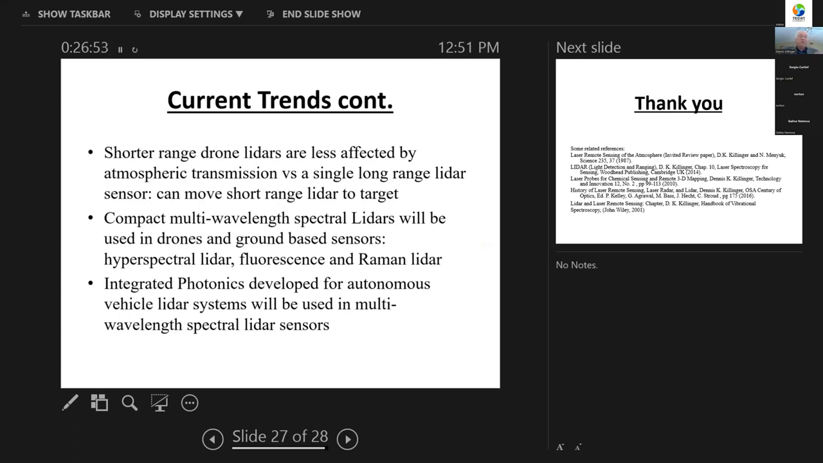The next part, which has not been done yet, as I see it, is multi-wavelength spectral Lidars will be used in drones and ground-based sensors, because when each Lidar is $100, I can put 10 of them together and I can get a hyperspectral. I can get 10 different wavelengths, and from that I can measure what the differences are in the fluorescence, the Raman, or the absorption. And finally, integrated photonics. They are being developed quickly for autonomous vehicle LiDAR systems, but they will be used in these multi-wavelength, what I call hyperspectral LiDAR sensors that will be coming out.